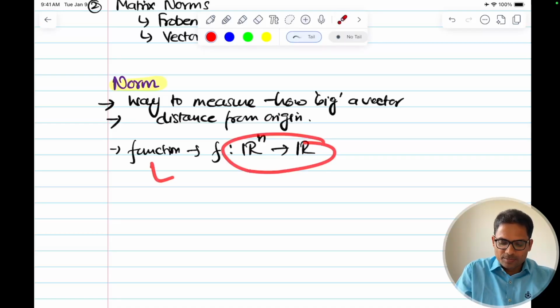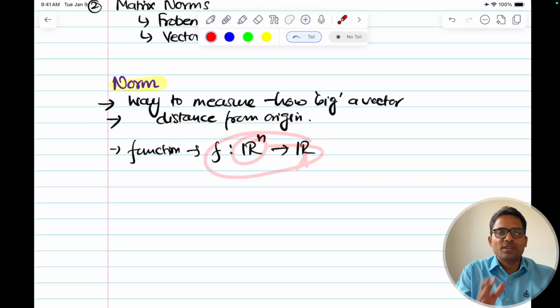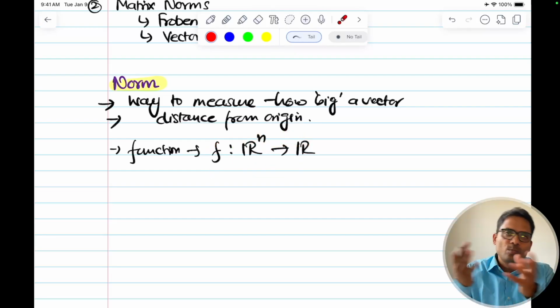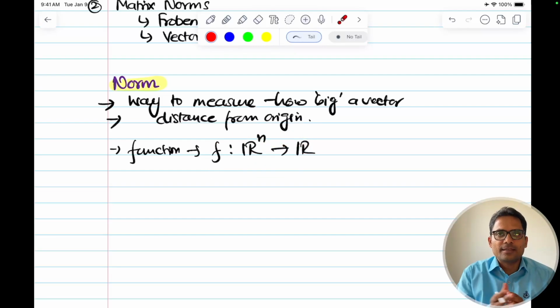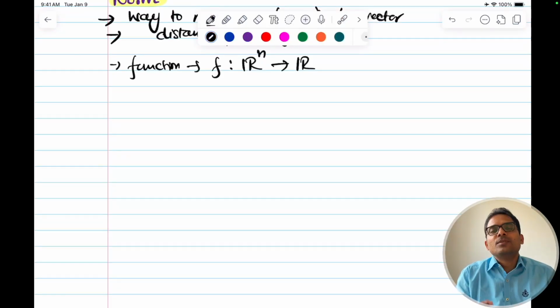So it is a function that maps a vector which is n-dimensional to a real number or scalar. So this is a vector, this is a scalar. That is what it does. You give an input as a vector, and the output that you get is one real number, a scalar, and that is a length, magnitude, or distance from the origin, or how big a vector is. I hope that's clear.